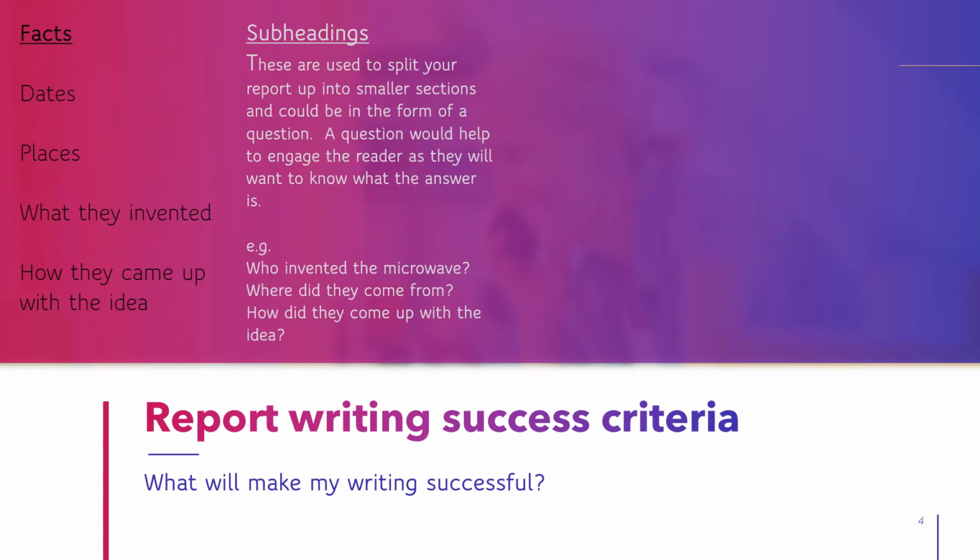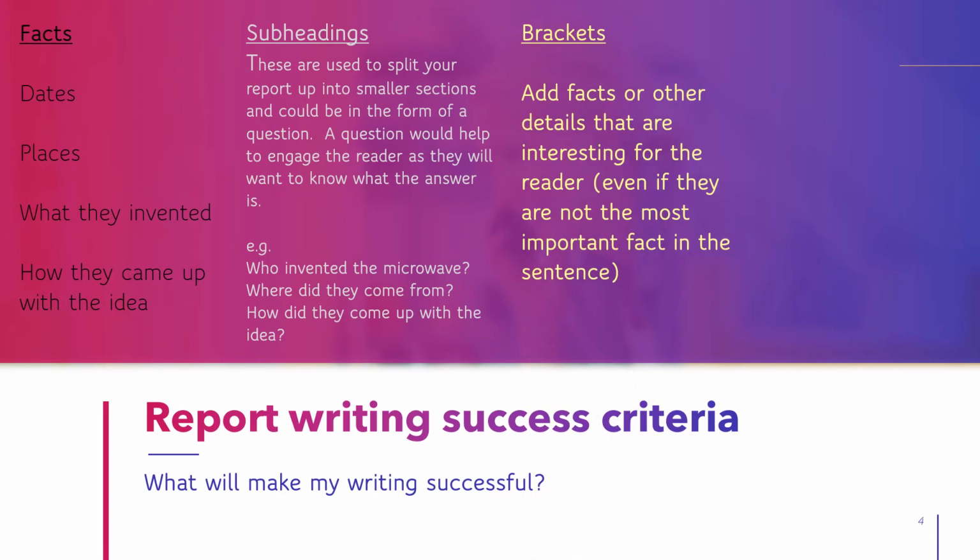Subheadings. You will have seen these before when we wrote our non-chronological reports. They're used to split your report into smaller sections, could be in the form of a question. A question is a good one because it helps to engage the reader as they'll want to know what the answer is to that question. For example, who invented the microwave? Where did they come from? How did they come up with the idea?